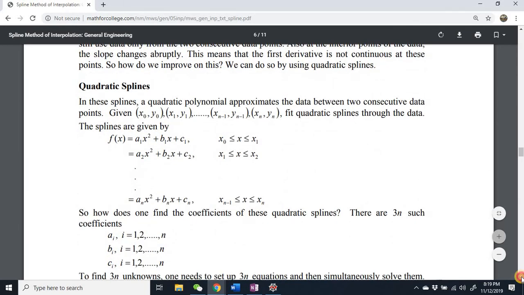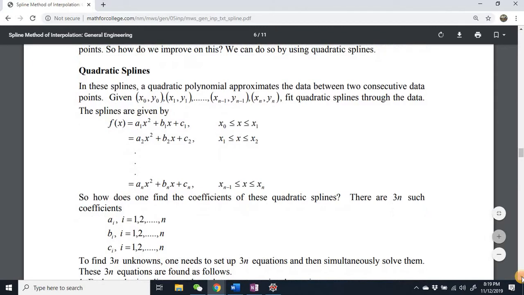So here's quadratic. Quadratic means that on each interval you have three coefficients that determine a quadratic, and you're going to have a system of equations for all of these variables. So if you have n intervals, you have 3n constants to solve for. Right? And you can see what some of the equations are.